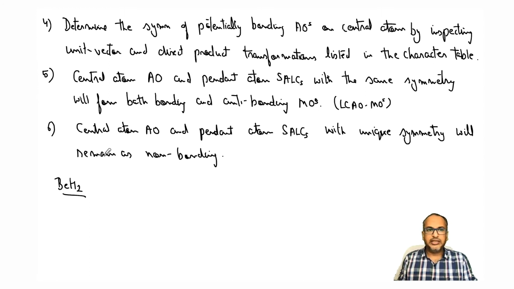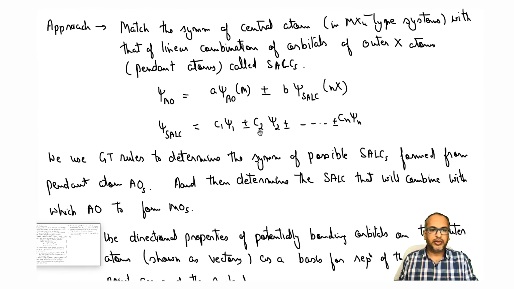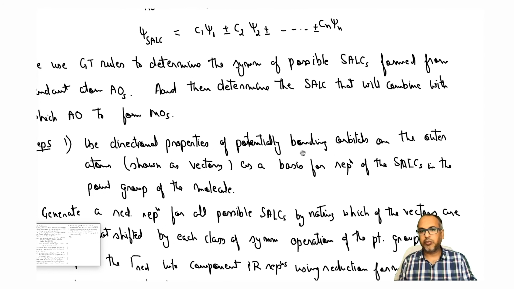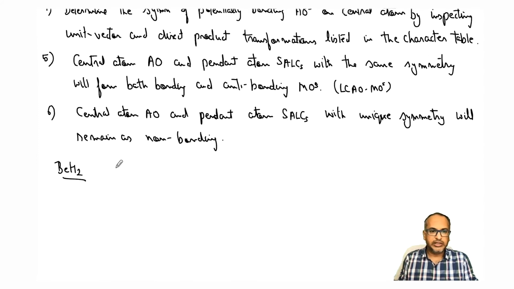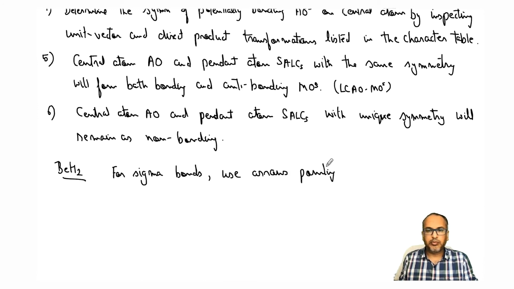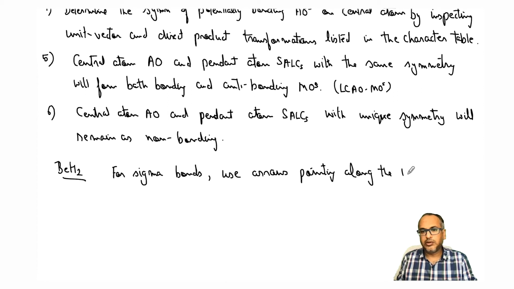Okay, so we said that we have to start with directional. So the first step is to use directional properties of potentially bonding orbitals on the outer atoms as a basis for representation. So what is that directional property? What do I mean? We will say for sigma bonds, use arrows pointing along the internuclear axis.